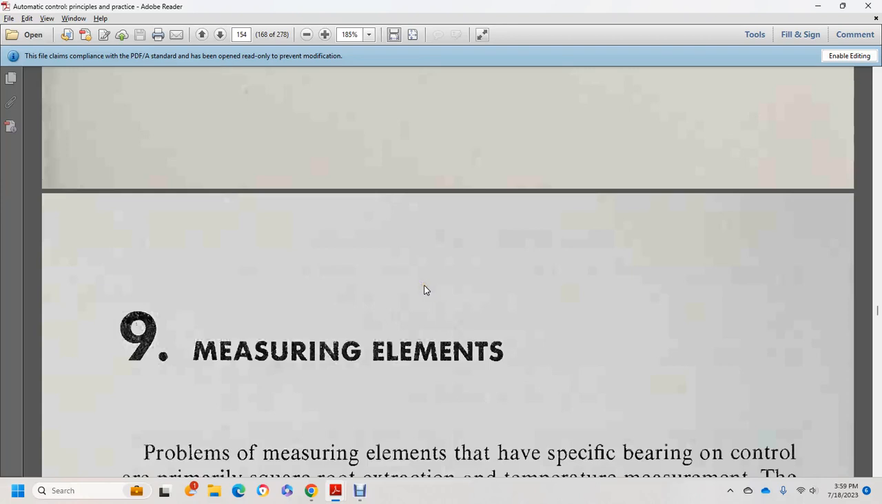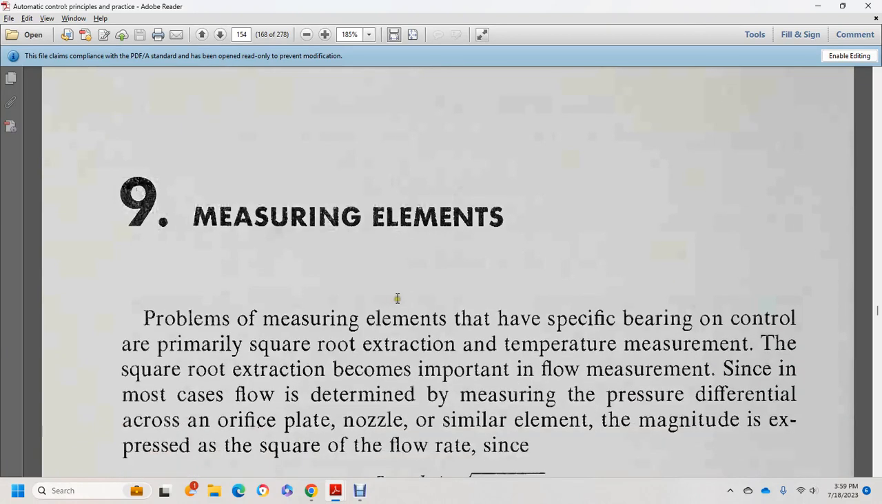Alright, Chapter 9, Measuring Elements. Problem with the measuring element with the specific bearing on the control of the primary, square root extract, the temperature measure. Square root extraction becomes important with the flow measure. The time for the most case of the flow, determine the measuring of the pressure of the differential curve of the lower display with the nozzle, similar element of the magnitude. Expressed as the square of the flow rate.